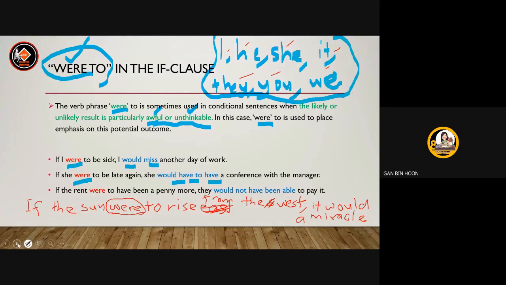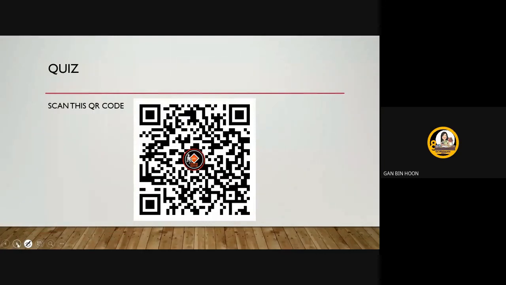Okay. Don't write this, okay? This is the quiz. Okay, now scan this one, and then there is a quiz for conditional sentences. Okay, scan this, and then you can do, because this is important. Okay, this is taken from the British Council.